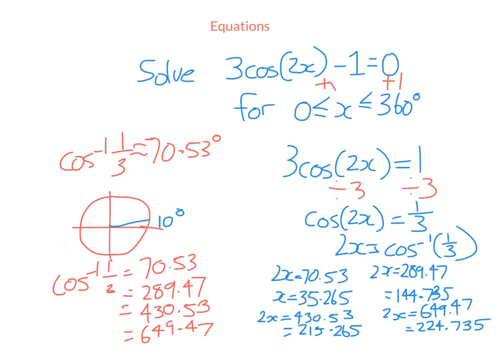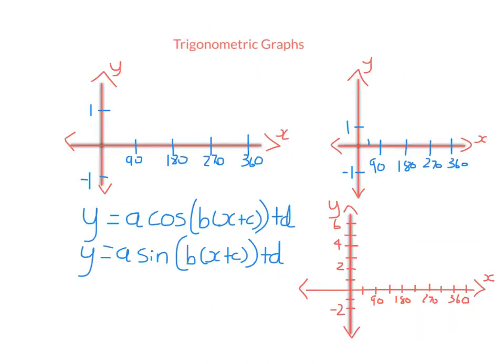All right, let's now move on to trigonometric graphs. For trigonometric graphs, we're going to use the unit circle. So we're going to start by graphing y equals cos x. What we found out from the exact values on the previous slide is cos of 0 is 1, cos of 90 is 0, cos of 180 is minus 1, cos of 270 is 0, and cos of 360 is the same as cos of 0, it's 1. So the cosine graph looks like this.